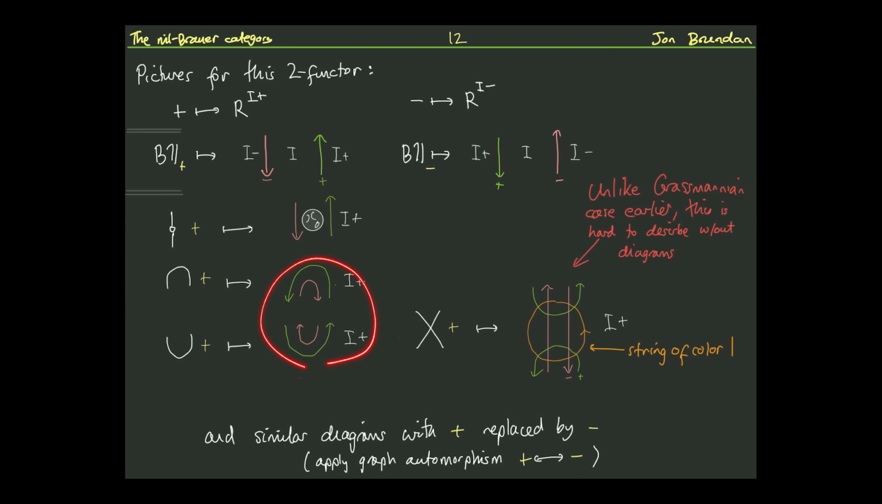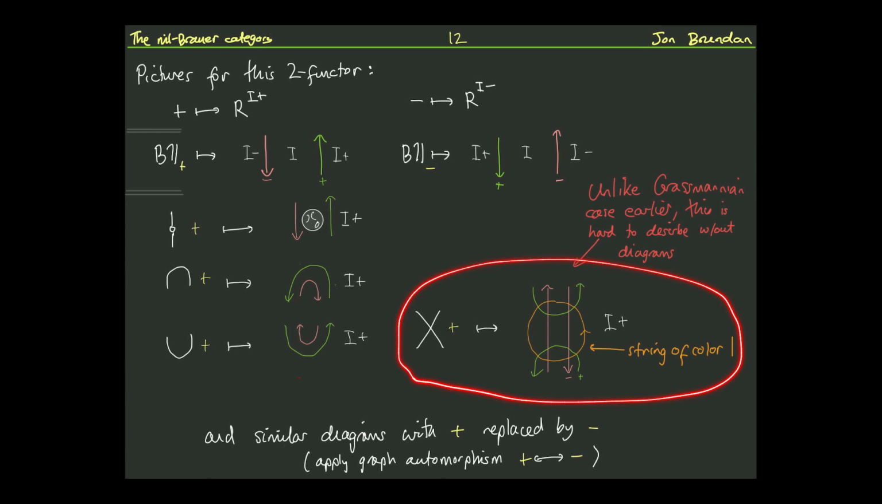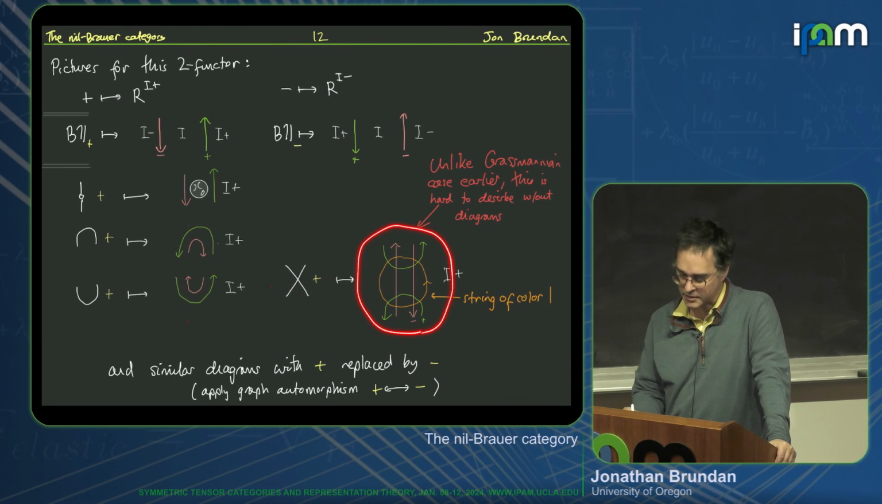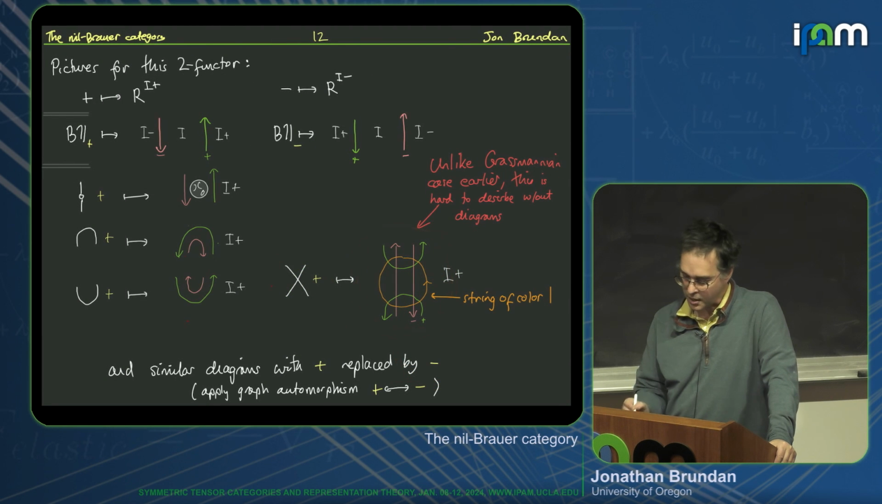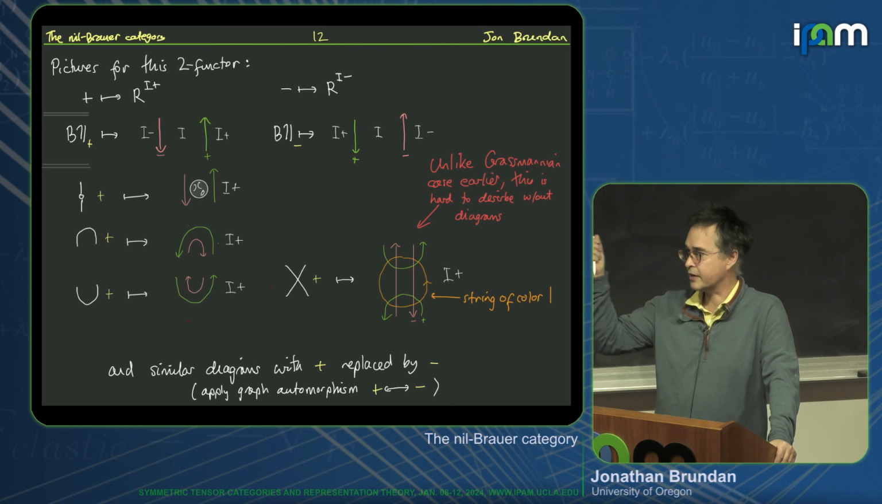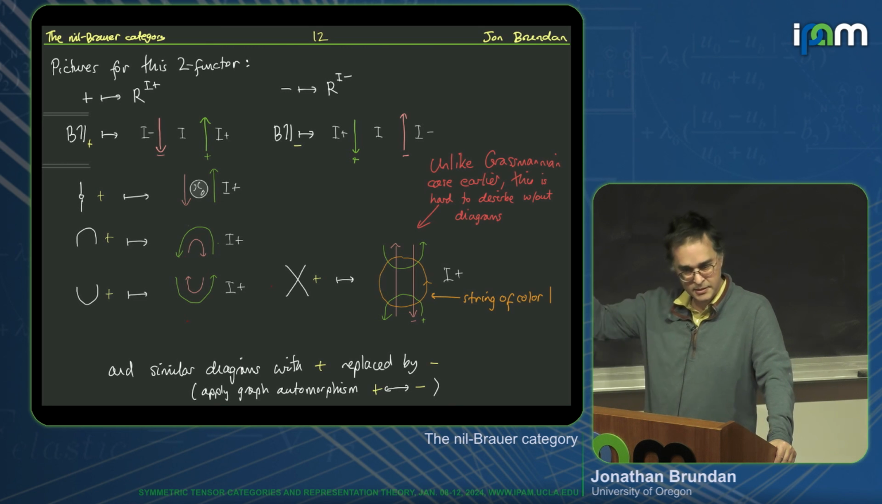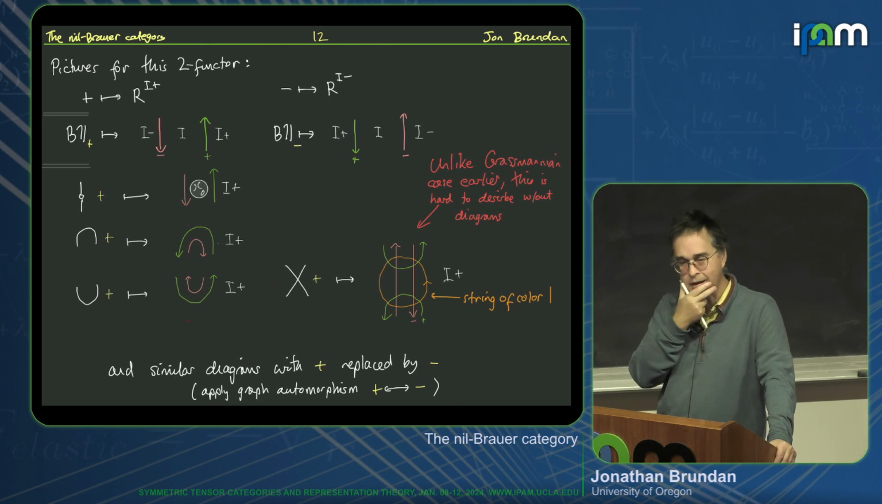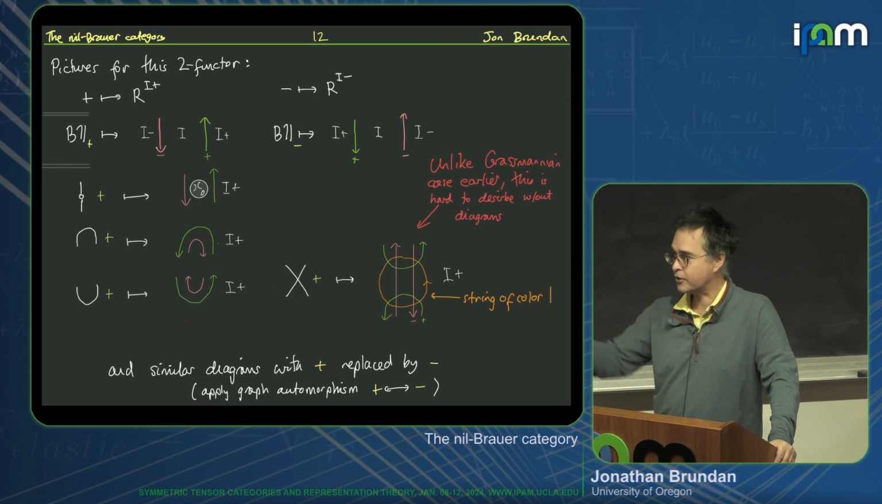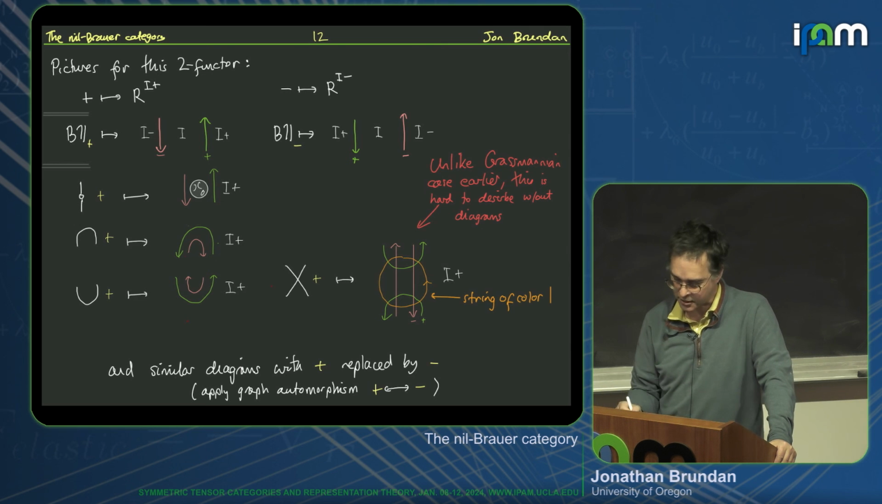The cups and caps, just as before, they go to nested cups and caps. And then the total miracle is this formula for the crossing. So this is drawn in this diagrammatic calculus. The orange string in the middle, that's a string of color 1, this exceptional node. And unlike the case of Grassmannians, where for the crossing I drew the diagram just for the heck of it, but it's extremely simple to calculate. It's just a single Demazure operator.